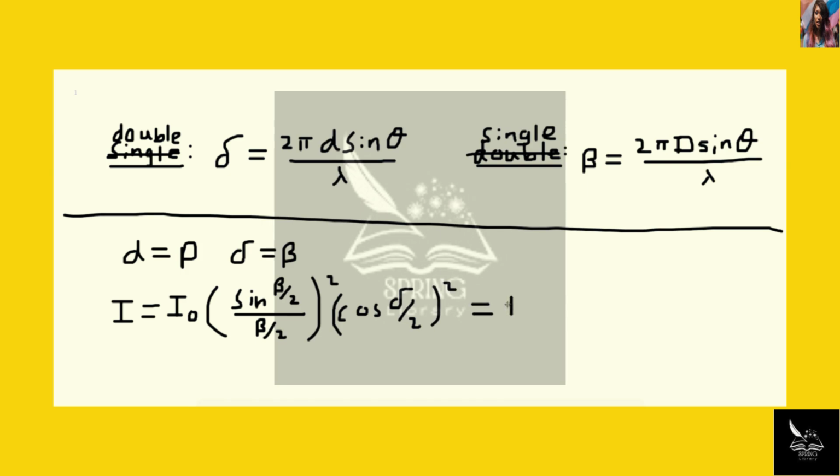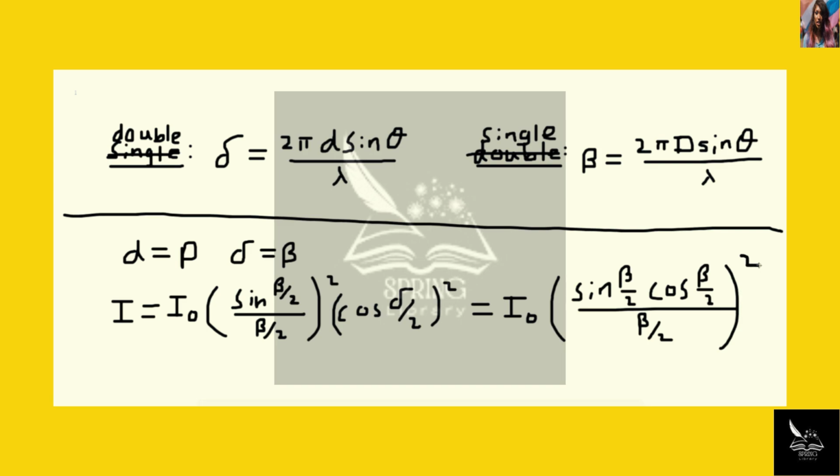So this becomes I naught times, you have the sine of beta over 2 and the cosine of beta over 2 that are both squared. So we'll move both of those into the parentheses. So this is sine beta over 2 times cosine beta over 2, all divided by beta over 2, squared. Well, we can simplify this even more because the sine of an angle times the cosine of an angle is the same as the sine of twice that angle, all divided by 2.